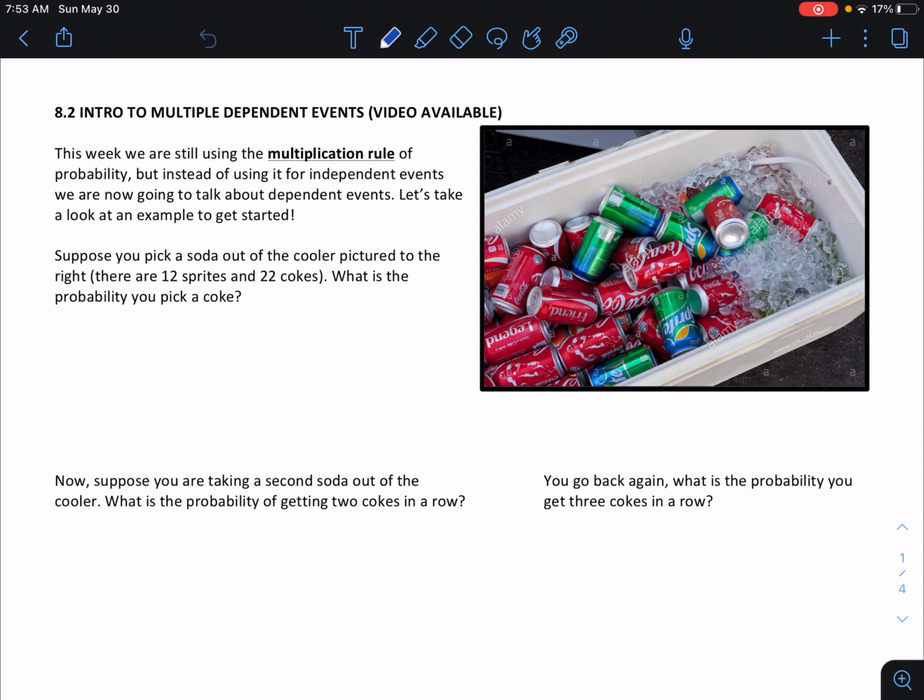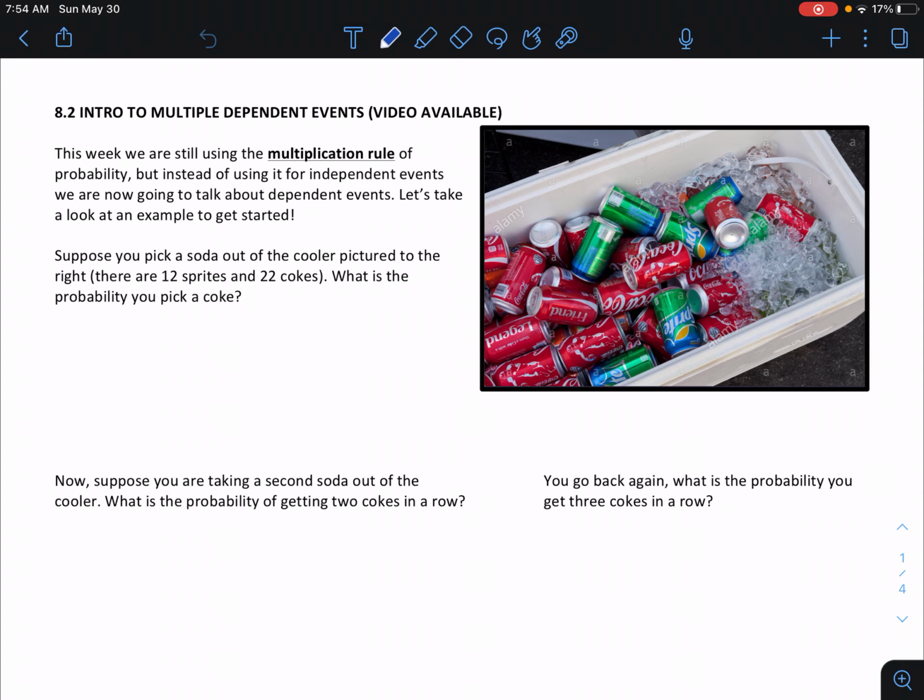So last week we talked about independent events, which were events where the probability didn't change, it stayed the same, something like flipping a coin, spinning a spinner. Anytime we're dealing with a percentage for a probability, we would say that's an independent event because that percentage isn't going to change. It stays the same from one event to the next.